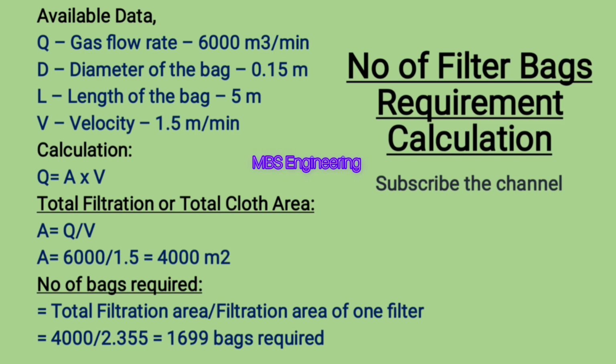Next, we are going to understand the number of bags required in the baghouse system, which equals total filtration area divided by the filtration area of one bag. That means 4000 divided by 2.355 equals 1699 bags required. Based on the equation and given data, a total of 1699 bags are required in the baghouse system.